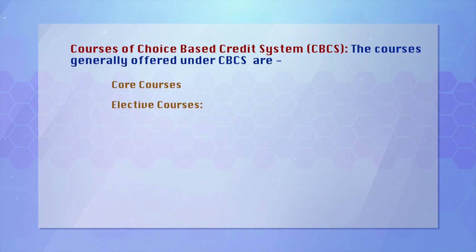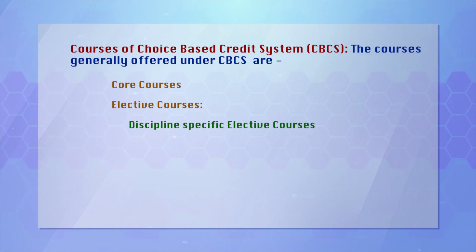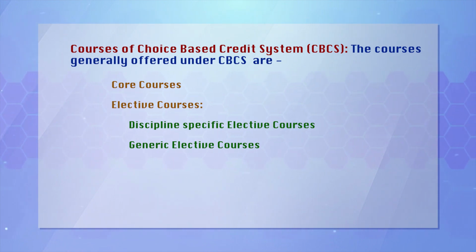Elective courses are basically optional courses. Elective courses are chosen by students as per their interest and specialization. There are broadly 2 types of elective courses. One is discipline specific elective courses and another one is generic elective courses. Discipline specific elective courses are the elective courses chosen from the same discipline of the program. Generic elective courses are chosen from the disciplines other than the program.